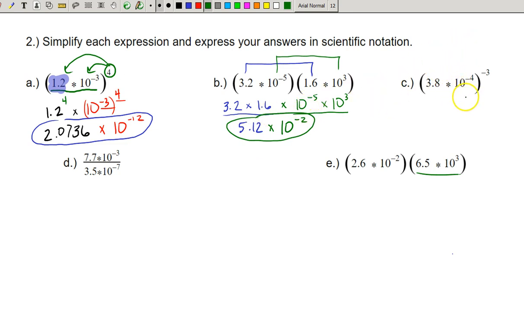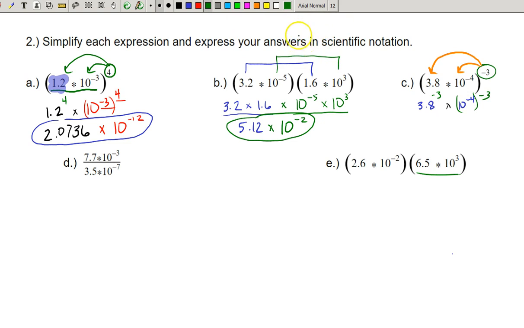I have 3.8 times 10 to the negative 4, and everything is raised to the negative 3. So what I'm going to do here is, again, if I have a product inside the parentheses, two things that are being multiplied, I'm really just taking the negative 3 and applying the exponent to each factor. So I'm going to have 3.8 raised to the negative 3, and I'm also going to have 10 to the negative 4th raised to the negative 3.